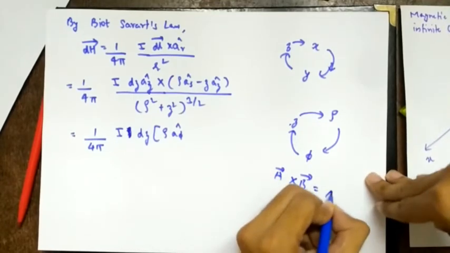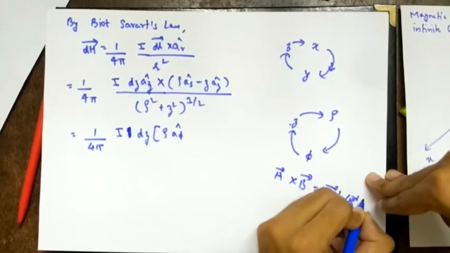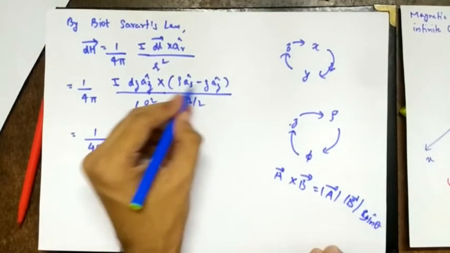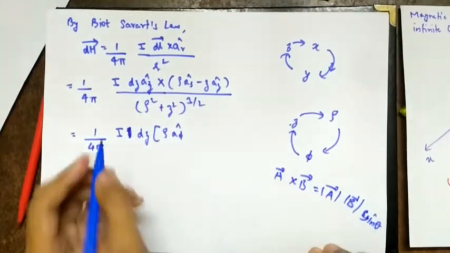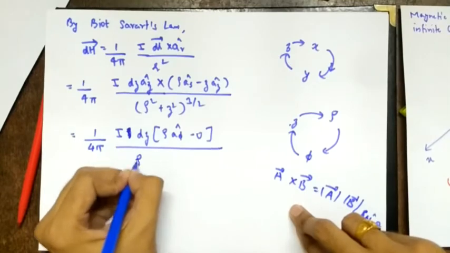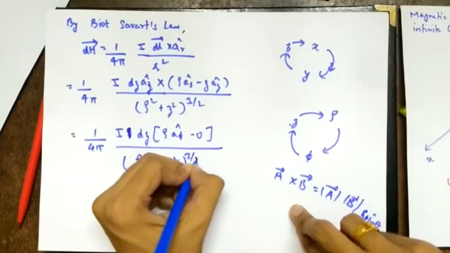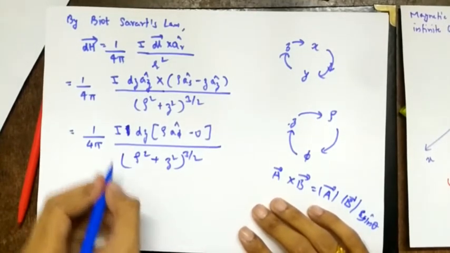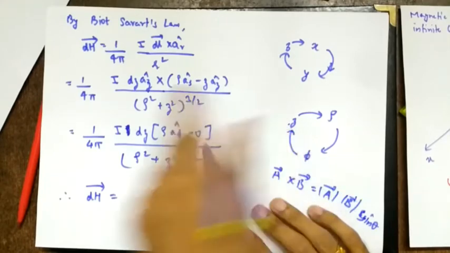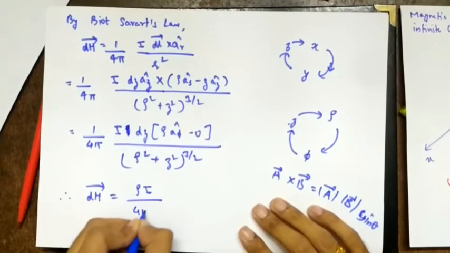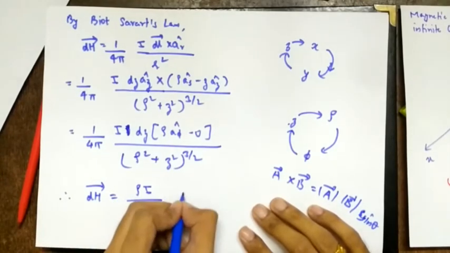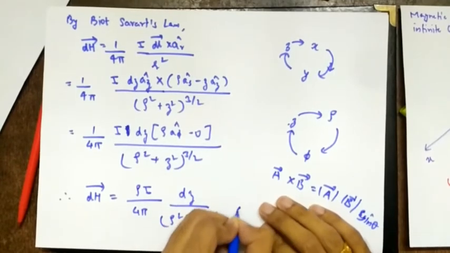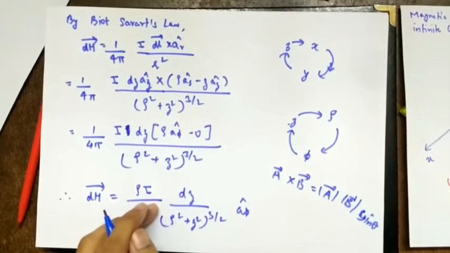A vector cross B vector is magnitude of A times magnitude of B times sin theta. So a_z cross a_z, the angle between them is 0, so sin 0 is 0. So the cross product is 0, and this is 0 upon rho square plus z square raised to 3 by 2. So what do we get finally? Therefore dH vector equal to rho I by 4 pi dz upon rho square plus z square raised to 3 by 2 phi cap, right?